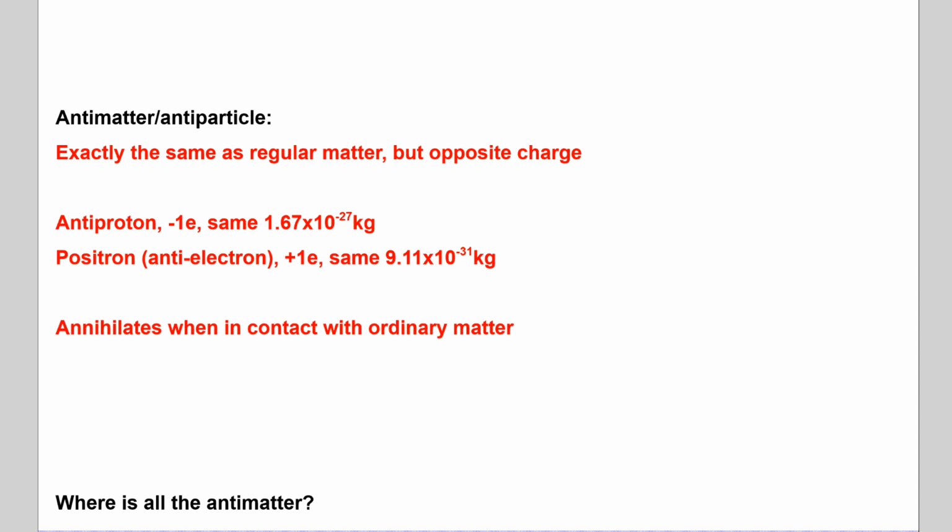So where is all the antimatter? This is a crazy question in physics. We can create matter in a lab, but every time we create a proton, we make an antiproton. And every time we make an electron, we make an anti-electron. So when the universe was created, there should have been an equal amount of antiprotons, but we can't seem to see them anywhere.